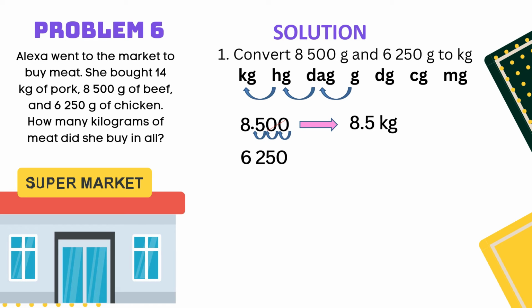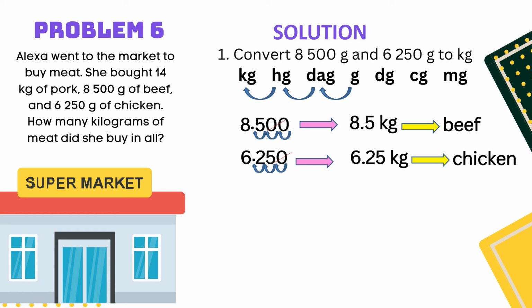Next is 6,250. We move the decimal point 3 places going to the left. 1, 2, 3. Then we're going to put the decimal point and we can cancel 1 zero. 6 and 25 hundredths kilograms. 8.5 kilograms, this is for beef. 6.25 kilograms, this is for chicken. As we all know, the pork is 14 kilograms. So for step 2, we're going to add 14 kilograms, 8.5 kilograms, and 6.25 kilograms.